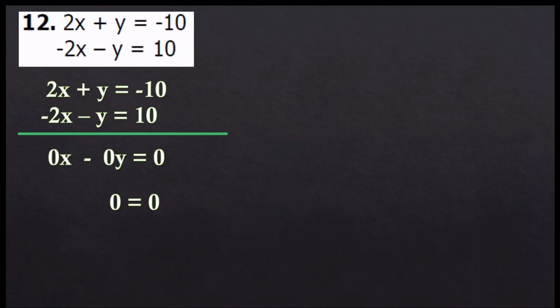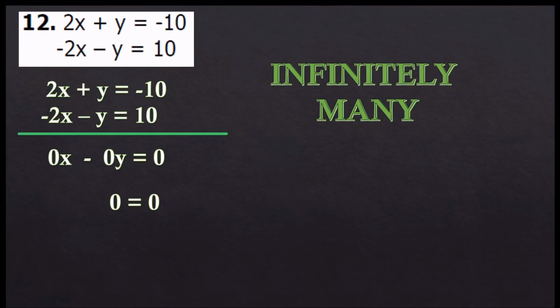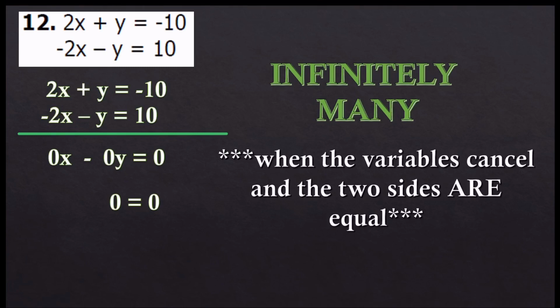Does 0 equal 0? The answer is yes. It will always equal 0. Therefore, it's infinitely many, for the same reason. When the variables cancel and the two sides are equal, it's infinitely many.